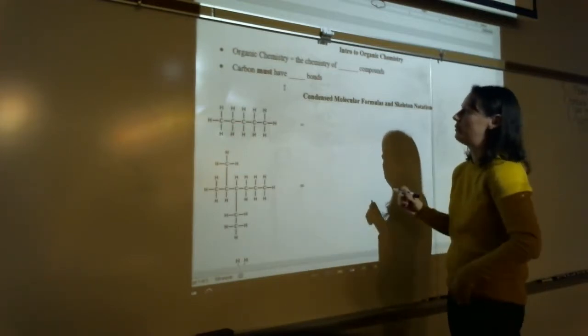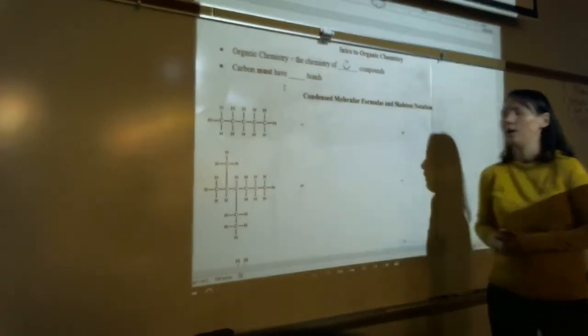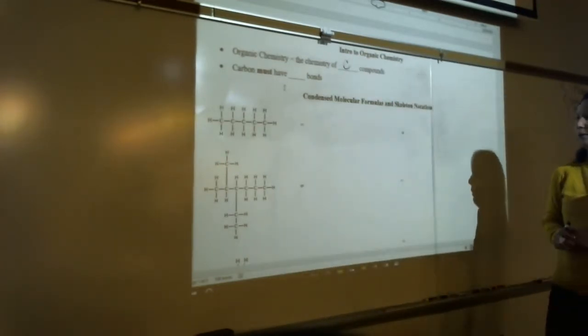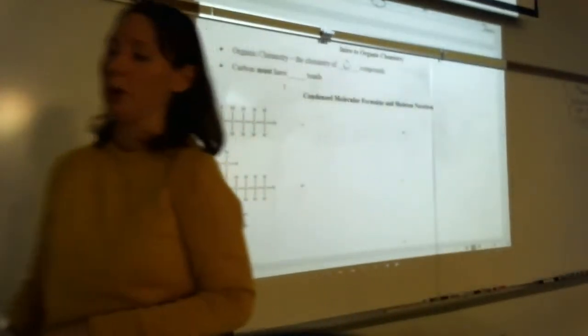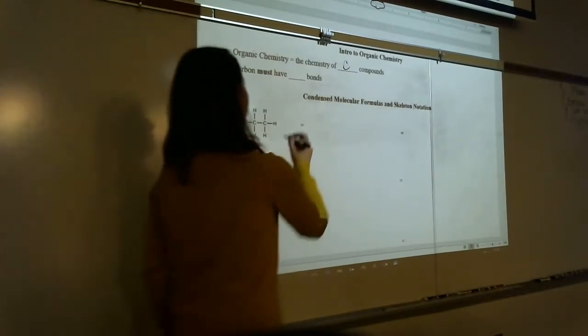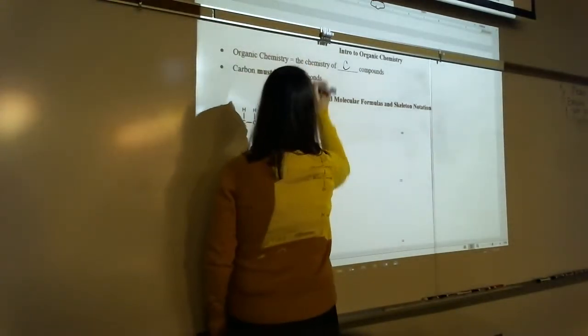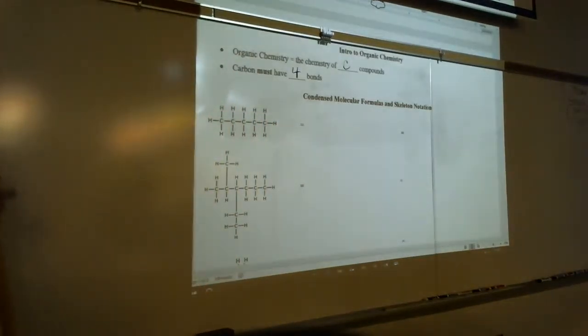All right, so organic chemistry is the chemistry of carbon compounds. Okay, these are all carbon compounds. That's what we're talking about here. And because carbon is the star of organic chemistry, we focus a lot on it and how many bonds it needs. Carbon must have 4 bonds. Single, double, triple, combination of those, carbon's got to have 4 bonds.